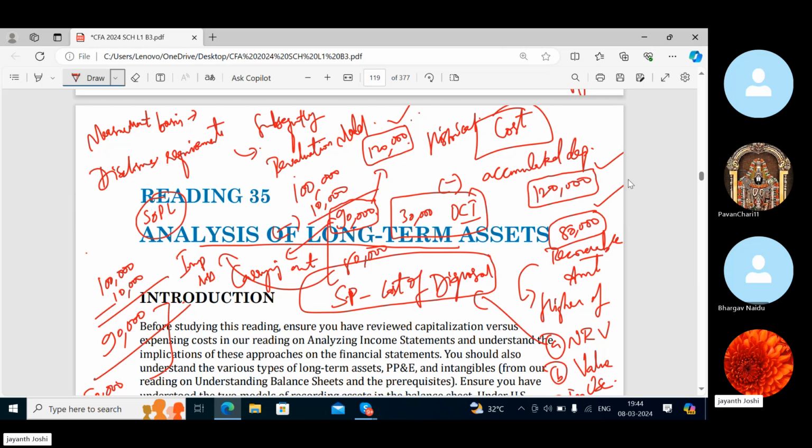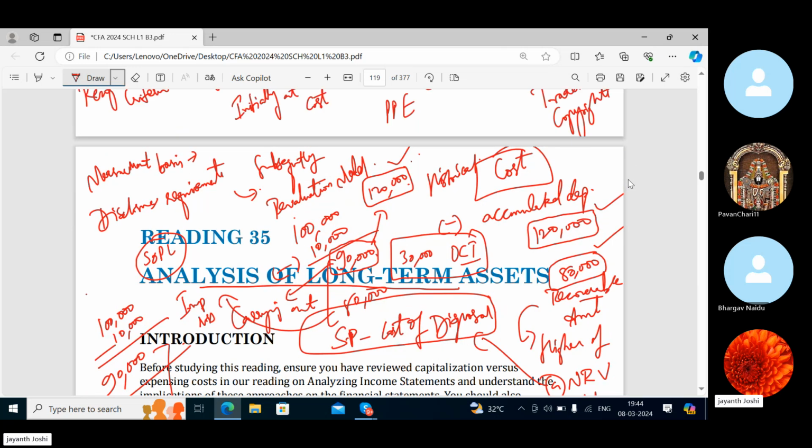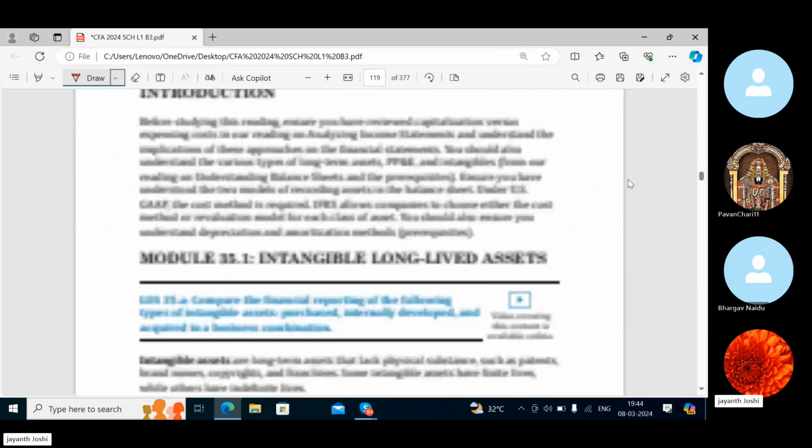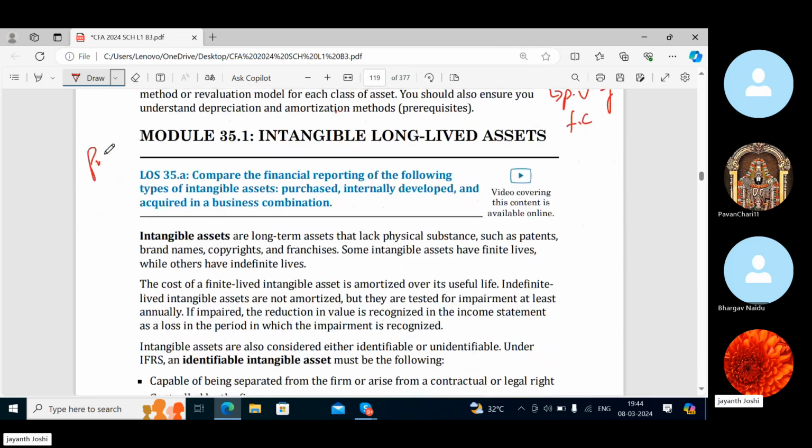Next, coming to the cost. I have explained the models, but what is this cost of the asset all about? The cost of the asset is nothing but the purchase price, what you are paying to buy the asset, or the cost you are incurring for constructing the asset. So purchase cost or cost of constructing the asset, plus, if there is a purchase cost, you have to add freight charges.